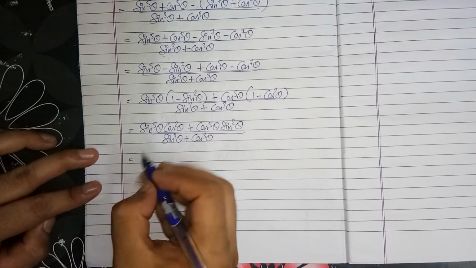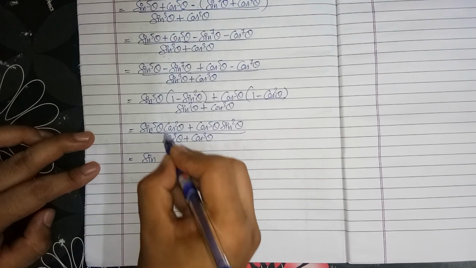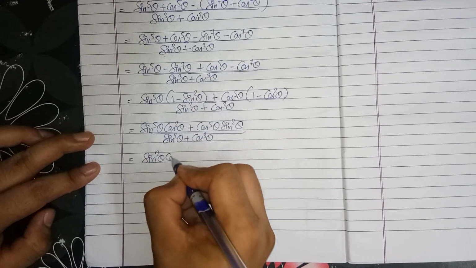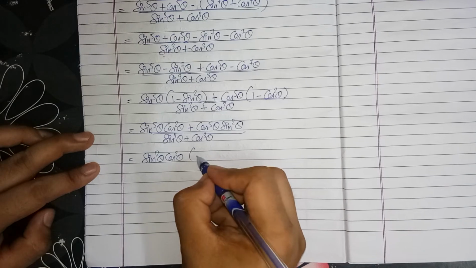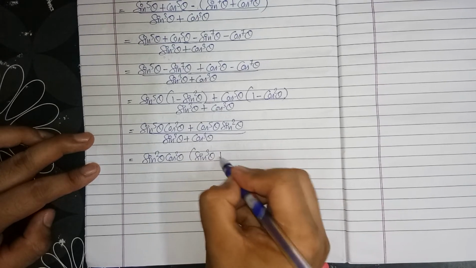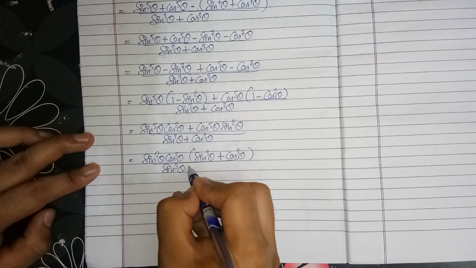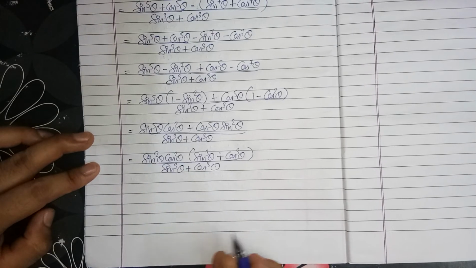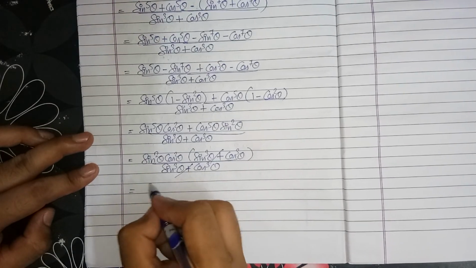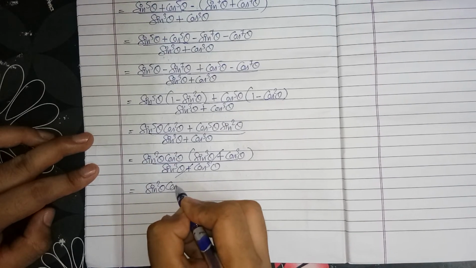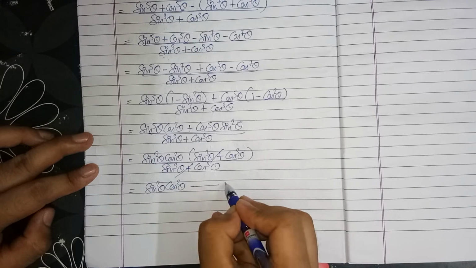Now after this, what we have to do is just take sine square theta cos square theta common from the above part. So this is sine square theta cos square theta, and in the bracket we get sine cube theta plus cos cube theta remaining, right? And whole divided by sine cube theta plus cos cube theta. Now this will cancel this one, so the remaining portion is sine square theta cos square theta, and this is the second equation.